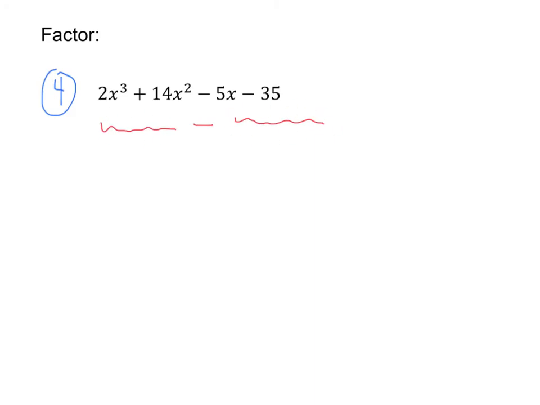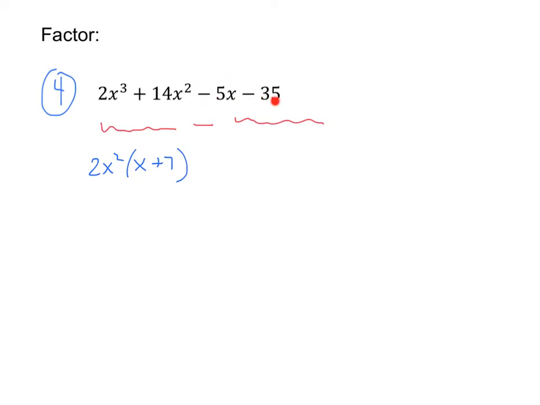All right, so let's do this first part here: 2x cubed plus 14x squared. What could I factor out? I could factor out a 2x squared. So if I take out 2x squared, I would be left with x plus 7. Always double check: 2x squared times x is 2x cubed, and 2x squared times 7 is 14x squared. That works.